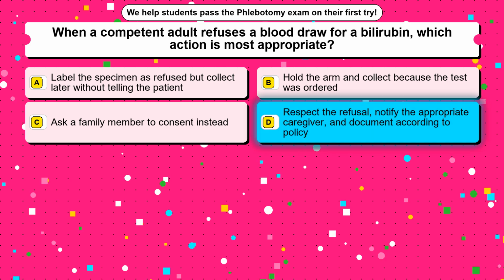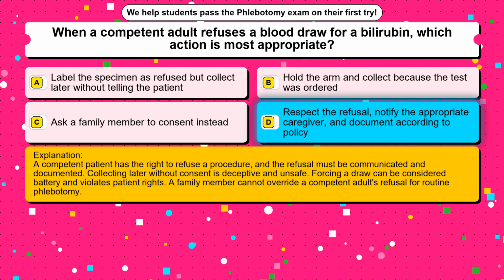The correct answer is option D. Respect the refusal, notify the appropriate caregiver, and document according to policy. A competent patient has the right to refuse a procedure, and the refusal must be communicated and documented. Collecting later without consent is deceptive and unsafe. Forcing a draw can be considered battery and violates patient rights. A family member cannot override a competent adult's refusal for routine phlebotomy.